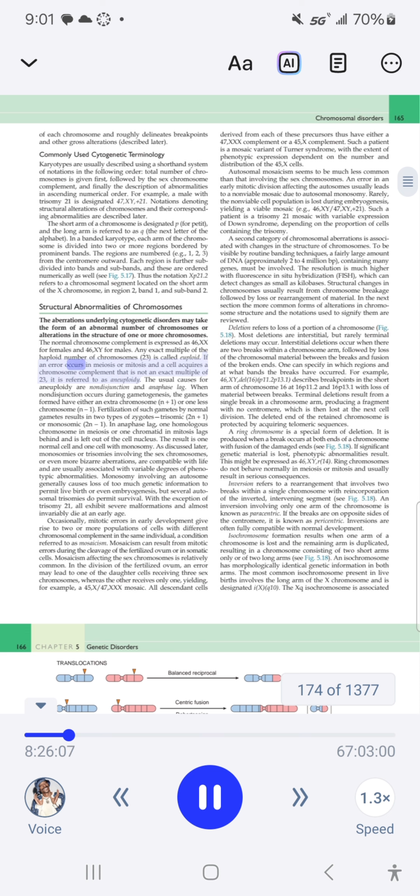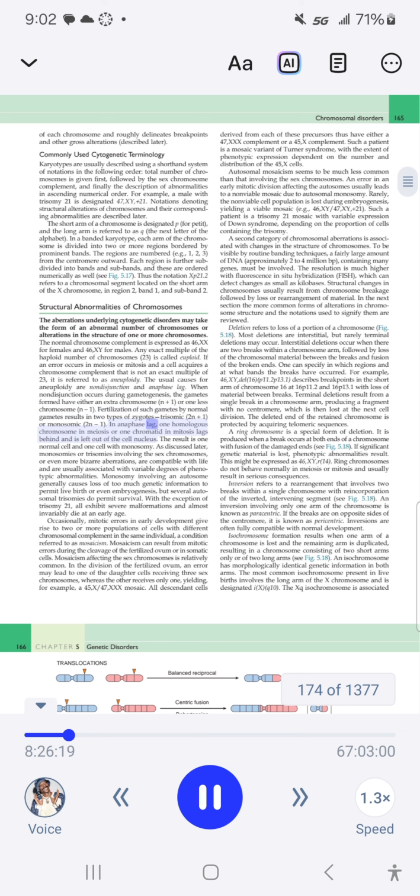If an error occurs in meiosis or mitosis and a cell acquires a chromosome complement that is not an exact multiple of 23, it is referred to as aneuploidy. The usual causes for aneuploidy are non-disjunction and anaphase lag. When non-disjunction occurs during gametogenesis, the gametes formed have either an extra chromosome, n+1, or one less chromosome, n-1. Fertilization of such gametes by normal gametes results in 2 types of zygotes, trisomic, 2n+1, or monosomic, 2n-1.